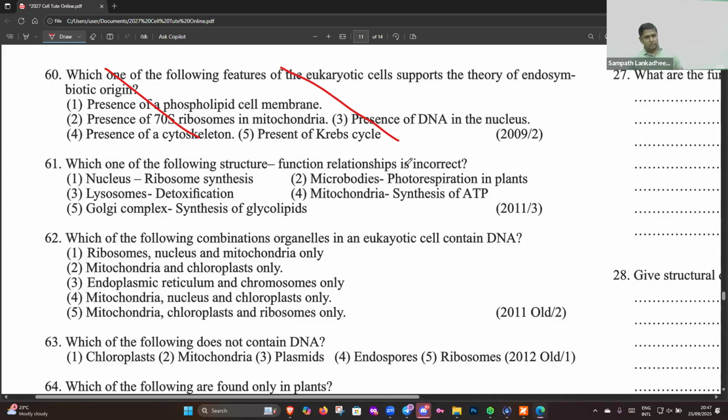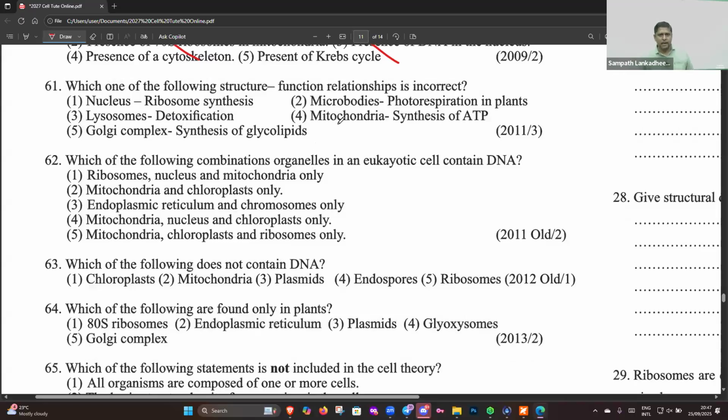Anyway, we'll leave this question because it's not in our syllabus, so I have to cut that. Question number 61. Which of the following structure function relationship is incorrect? Nucleus, ribosome synthesis, correct. Microbodies, photorespiration. We didn't discuss microbodies. Shall we correct that as peroxisomes? Peroxisomes, photorespiration in plants. Correct.